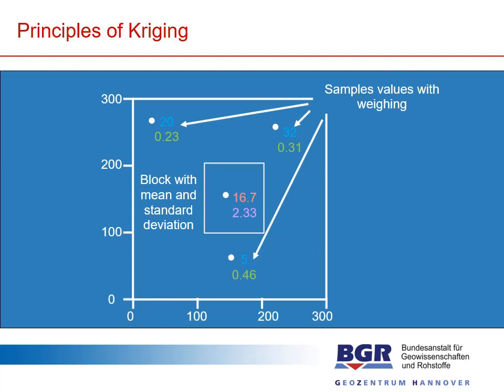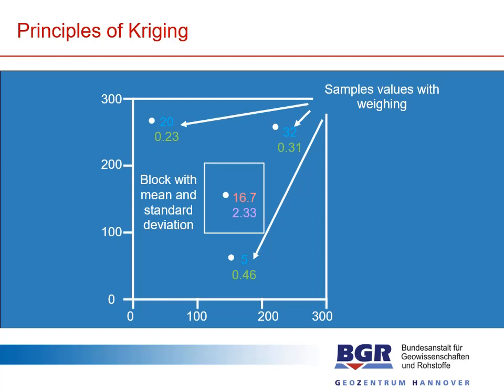In this case, you have three samples with a known value. These values are given in blue, and they are 20, 32, and 5. More or less in the middle of them, you have a block without a sample value, but you can calculate the value of this block. It's not a simple mean of the values 20, 32, and 5. Something else is applied, and this is a weighting. The weighting, of course, depends on the distance of the sample value you know from the block.